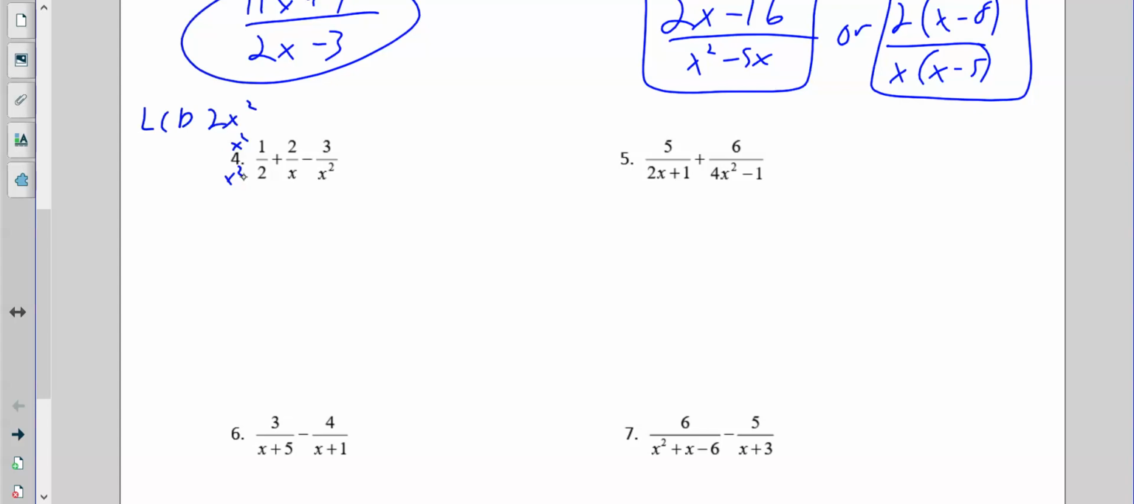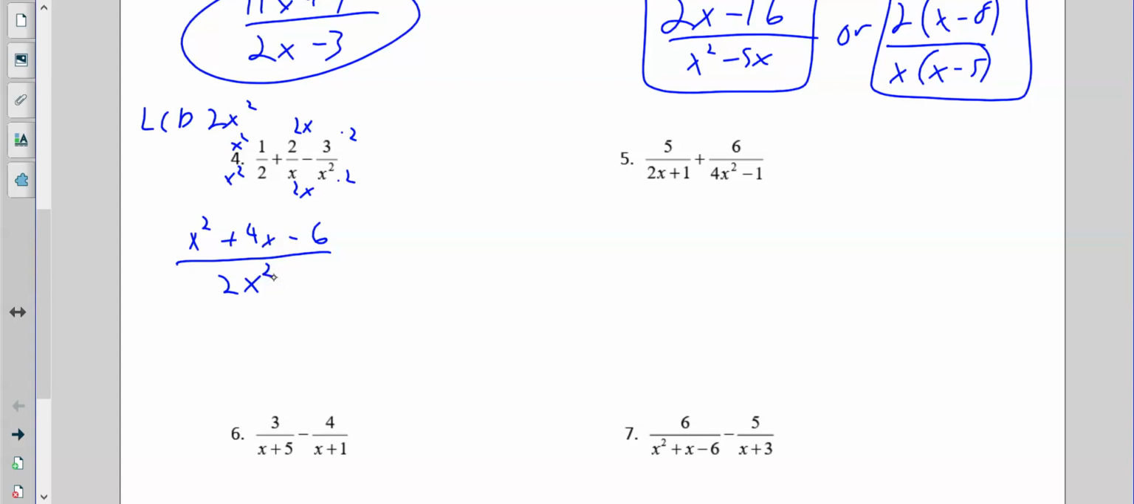The second one, 2 over x, I need a 2 and an x. So I'm going to multiply by 2x over 2x. And you can write this any way you want that helps you understand it. And the third one, I'm just missing a 2. Okay? So on the first one, I have 1 times x squared is x squared. And then 2 times 2x is 4x. And then negative 3 times 2 is minus 6. And I get 2x squared on the bottom.